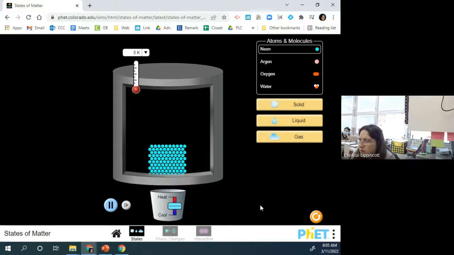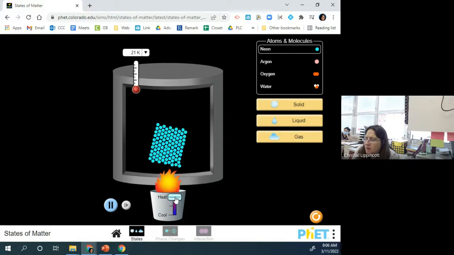Now we're at 0 Kelvin. Do you see how they stop moving? That's the whole idea of absolute zero, is that these are going to stop moving at 0 Kelvin. Now we're going to heat these up. We're getting hotter, we're getting hotter, we're getting hotter. That solid is warming.